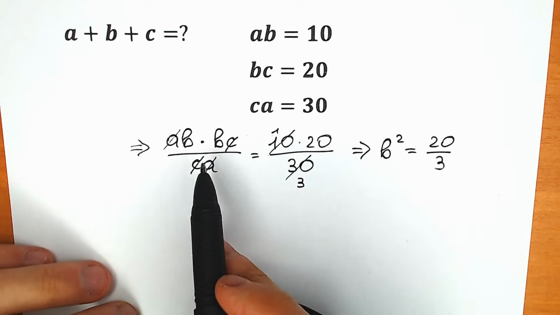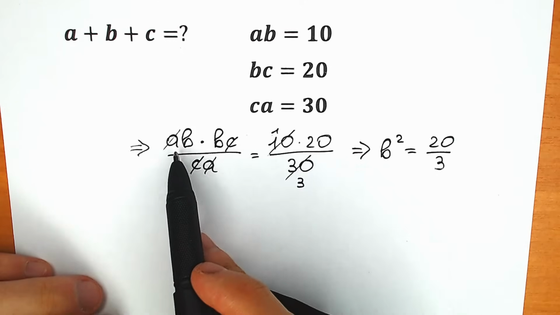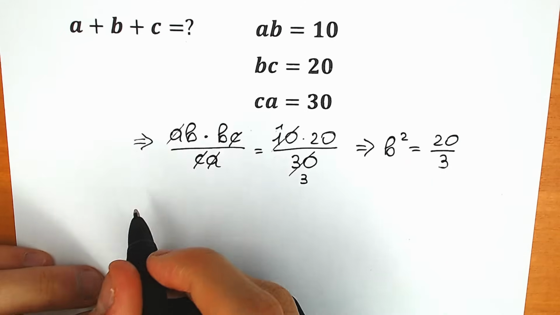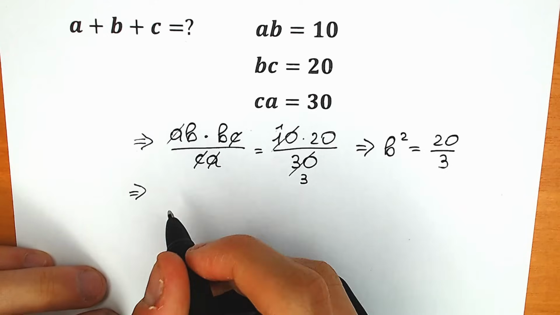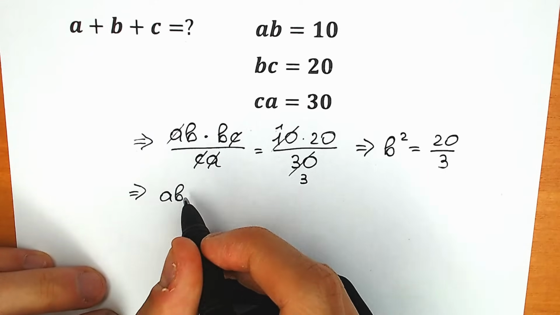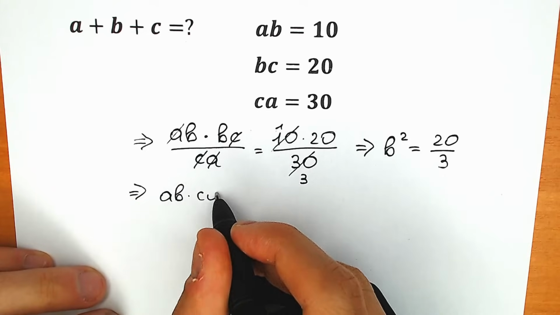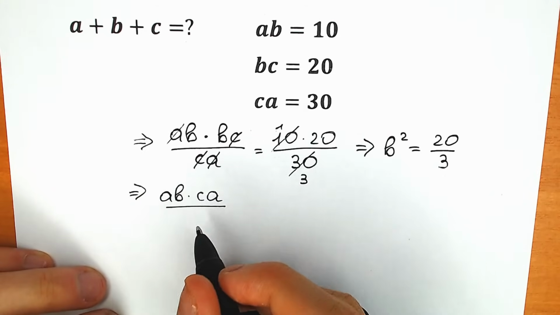Let's do the same thing, but in a slightly different order. Let's multiply AB times CA and divide it by BC. Let's see what will happen. So in our second step, we multiply AB times, instead of BC, CA, and we divide it by BC.